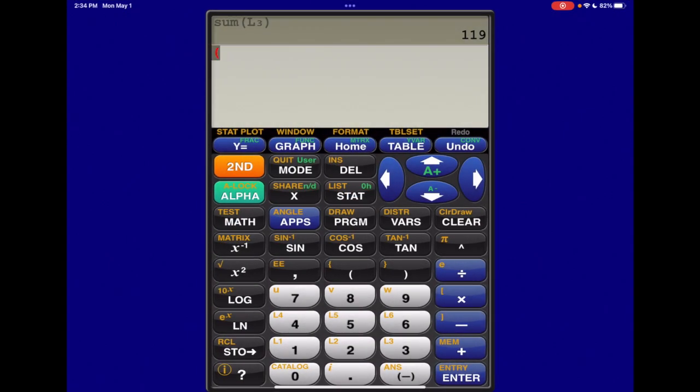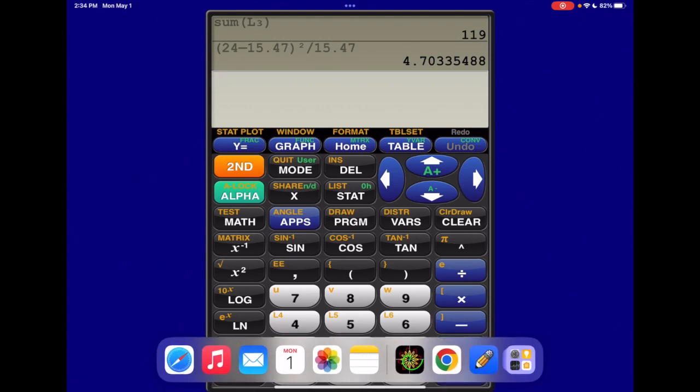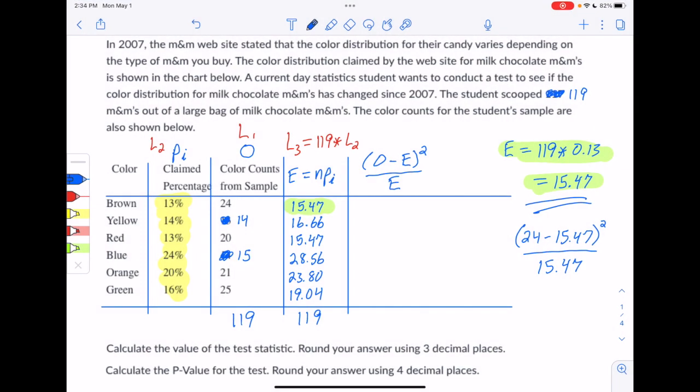So open parentheses, put the O in there, which is the 24, minus the E, 15.47. Close the parenthesis and square, that way you're squaring the result of the subtraction, and then divide that by E, which is 15.47. And this is like a z-score for that row, so we refer to that as a mini z-score. Our rule for rounding z-scores is 3 decimals, so we'll follow that here and go with 4.703. So let's go back and write that down. So 4.703.